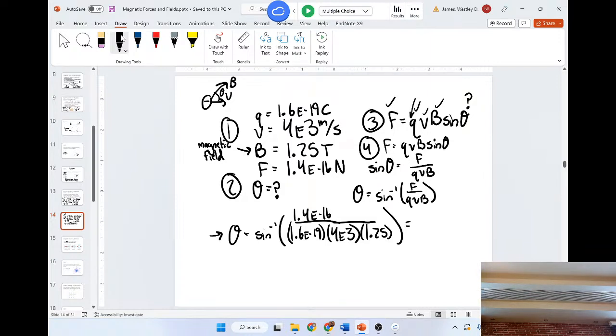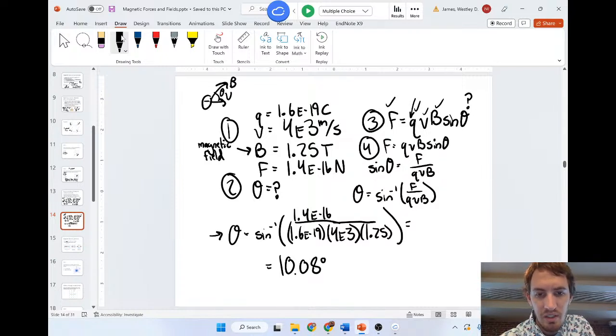Be careful, if your calculator is in radians mode, it will give you the answer in radians. If it's in degrees mode, it will give you degrees. I tend to keep things all in degrees in this class. All our answers are in degrees, so that's a good safe bet to leave your calculator in degrees mode. If you plug this into your calculator and get a different answer than me, if you get something really small, that could be the reason why. And we get 10.08 degrees. That is the angle between B and V.